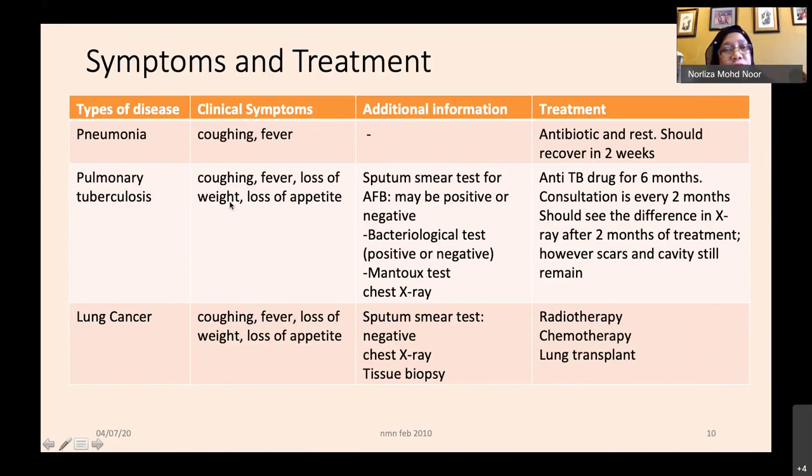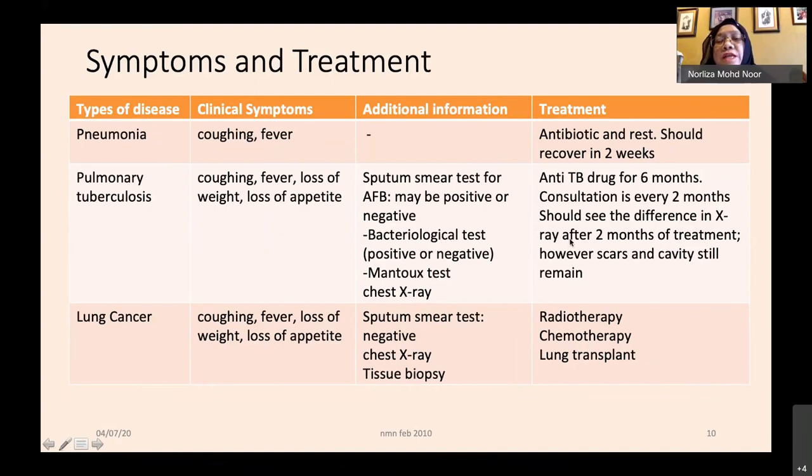So we have coughing also, fever, loss of weight, and loss of appetite. So normally when you cough for a long time, more than 1 month, and it comes with a fever on and off, and also when you lose weight due to loss of appetite, right? So you need to go and check your sputum test and also your Mantoux test. And also a chest X-ray.